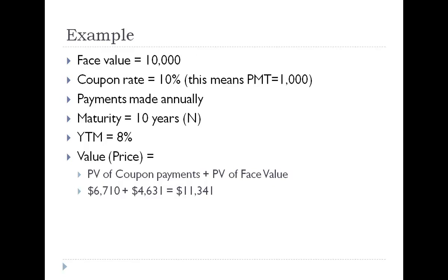So you'd pay $11,341 for this bond today, and you would earn 8% return on that, even though the bond actually pays 10% of its face value. Because you paid higher than the 10%, you paid a premium, you're going to wind up earning just the yield, which is the 8%.